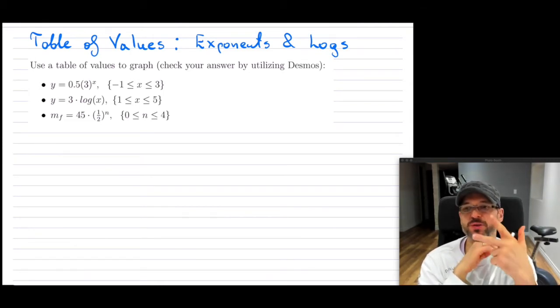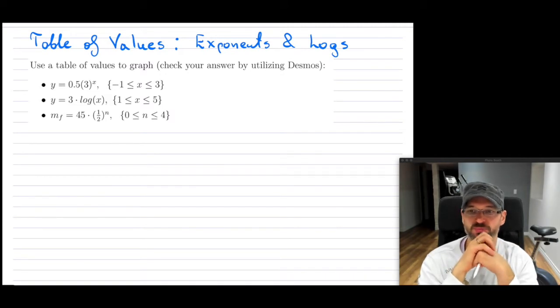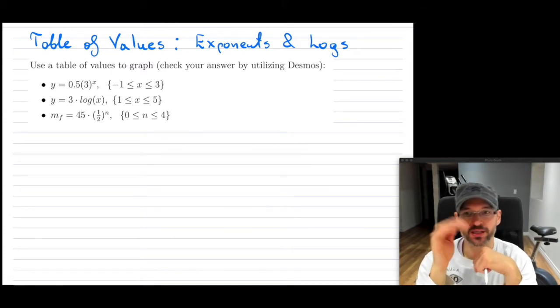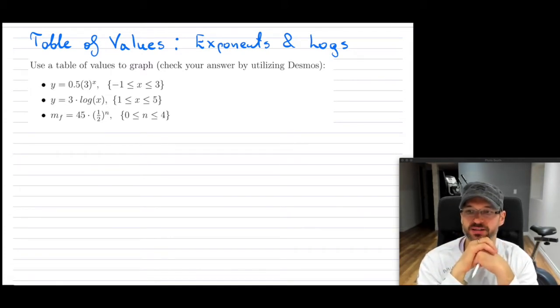So here we have three examples. We have an exponent example. Notice that the input x is being restricted between -1 and 3. The second one is a log example, so that's logarithms. And there you have the input being restricted between 1 and 5.